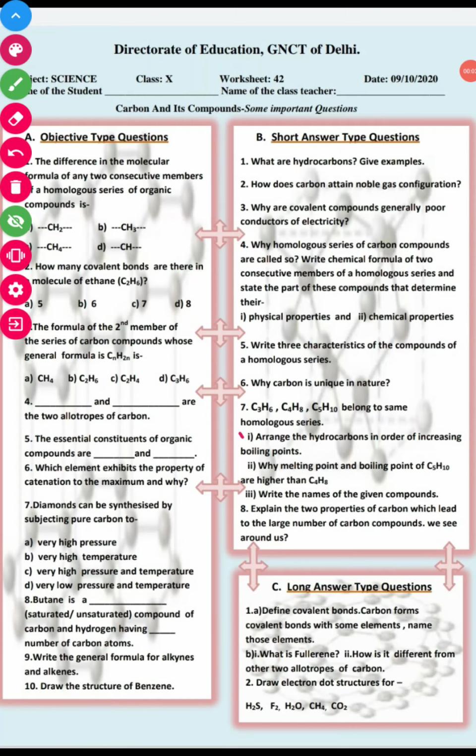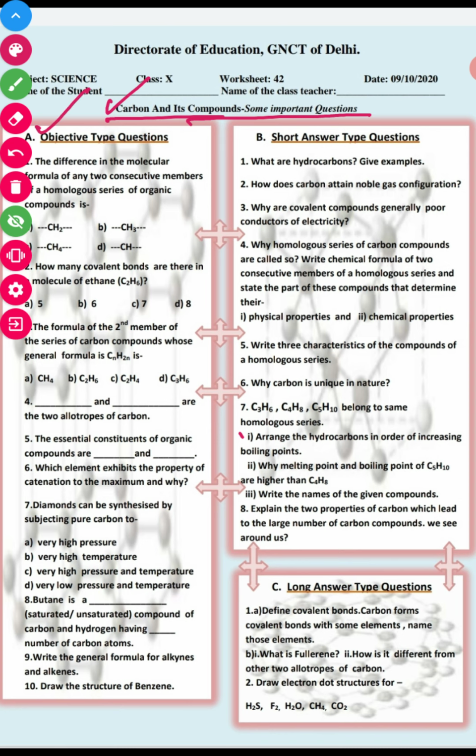Good morning, students. Once again, we are here to discuss RDOE worksheet 42 from your chapter Carbon and Its Compounds. And here are some important questions in this worksheet. Let us start with objective type questions.